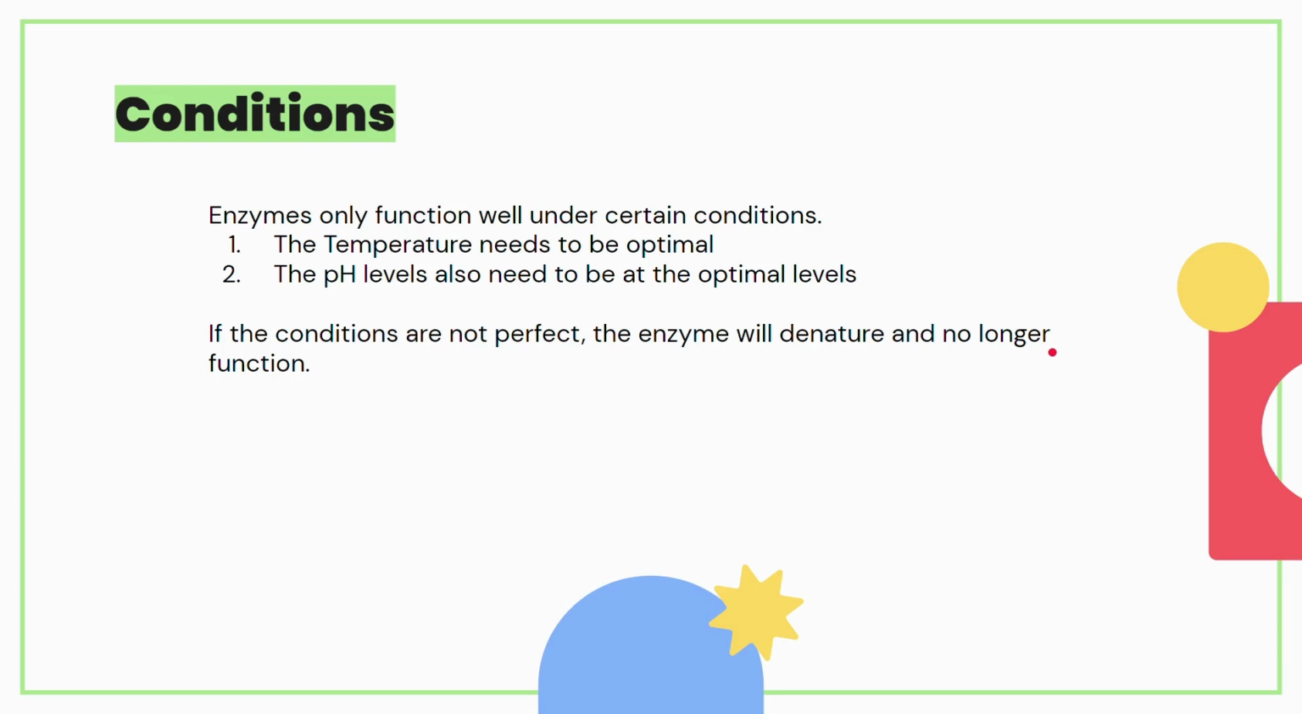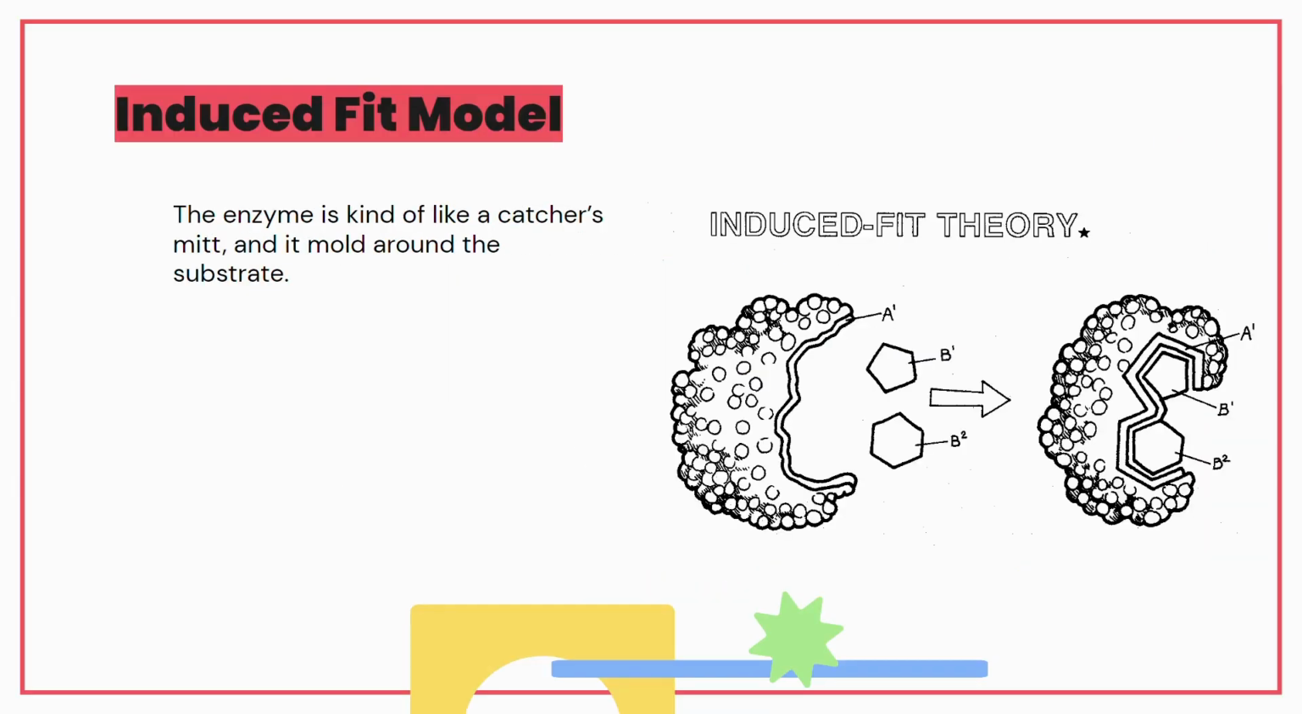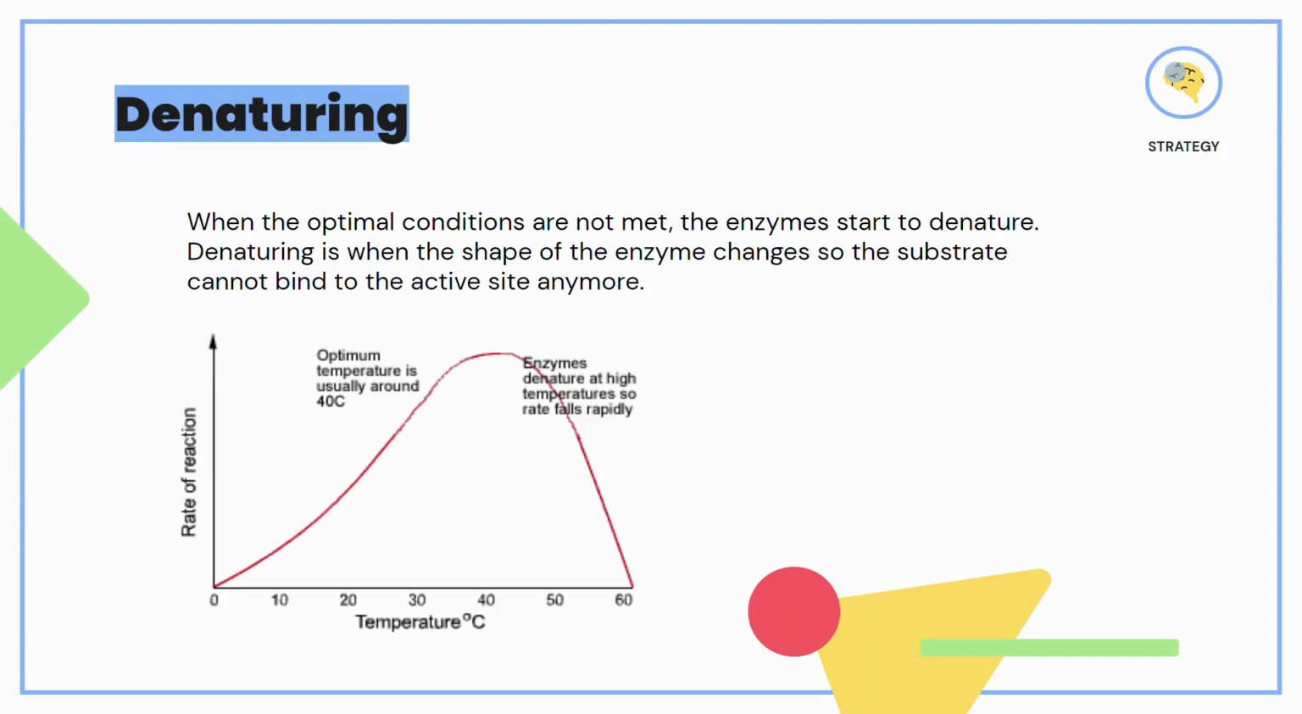So there are a couple conditions that need to be met in order for an enzyme to actually function properly. The temperature needs to be optimal, and the pH levels also need to be optimal. And if they are not perfect, then the enzyme will start to denature and no longer function. So when we say denaturing, it's basically where the shape of the enzyme changes. So the substrate no longer can bind with the active site anymore. And it changes so much that even when you use the induced fit model where it changes a little, it still doesn't fit anymore.